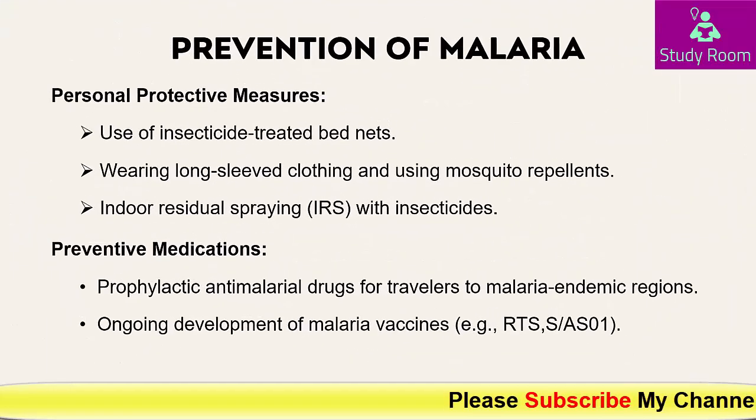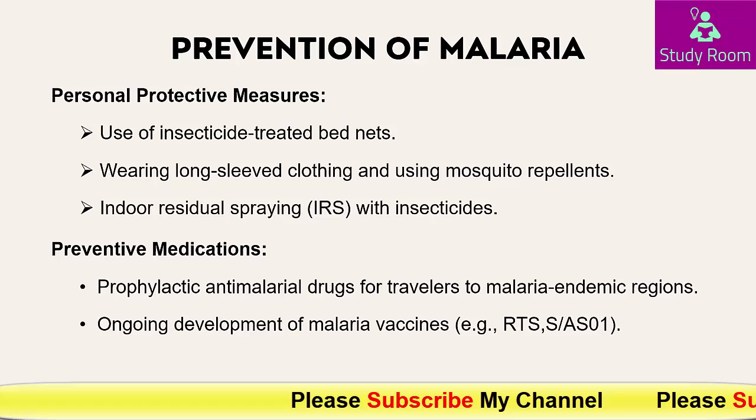Then, prevention of malaria. Personal protective measures: use of insecticide-treated bed nets, wearing long-sleeved clothing and using mosquito repellents, indoor residual spraying, IRS, with insecticides. Preventive medications: prophylactic anti-malarial drugs for travelers to malaria-endemic regions. Ongoing development of malaria vaccines.